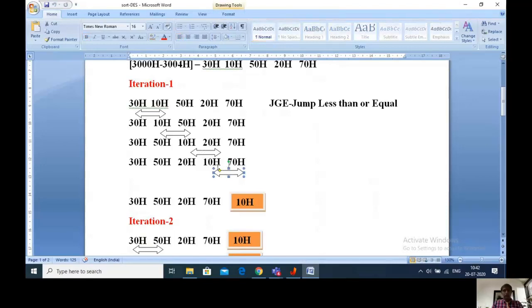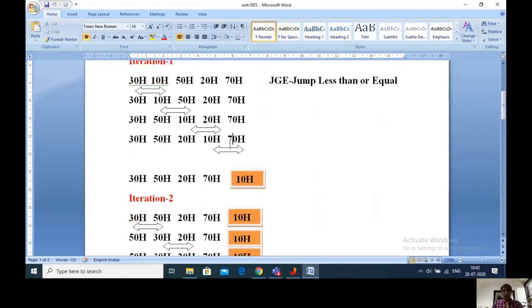Coming to the fourth comparison, here I am comparing the fourth byte with the fifth byte. Whenever the fourth byte is greater than or equal to the fifth byte, no need of exchanging. Whenever the fourth byte is less than the fifth byte, exchange. In this example, my fourth byte is 10, which is less than the fifth byte, so I need to exchange. After exchanging, 70 comes to the fourth byte position and 10 comes to the fifth byte position. So at the end of the first iteration, we get the smallest number as the last byte.